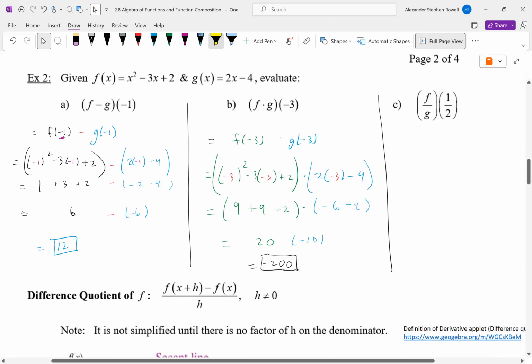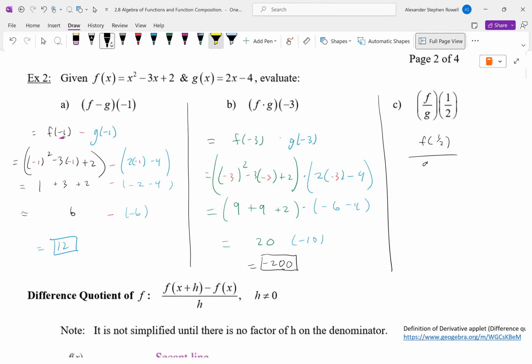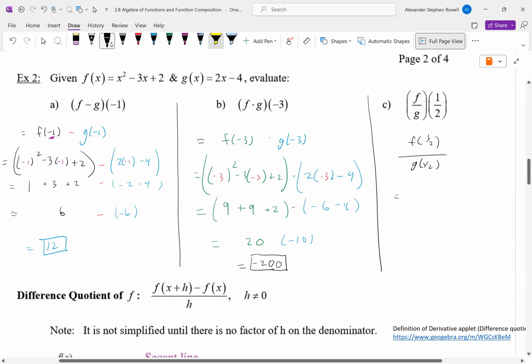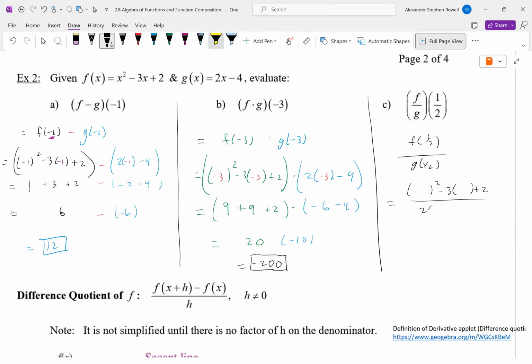All right, f over g of 1/2. Do we get the pattern here? Just do f of 1/2 divided by g of 1/2. F of 1/2: 1/2 squared minus 3 times 1/2 plus 2, all over 2 times 1/2 minus 4. What's 1/2 squared? 1/4, 3 times -3 times 1/2.